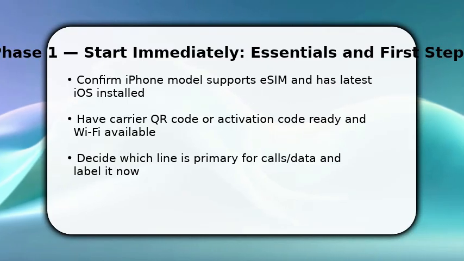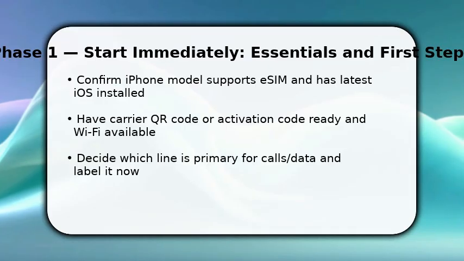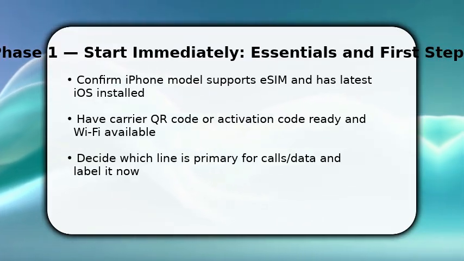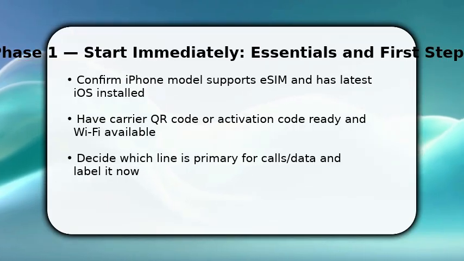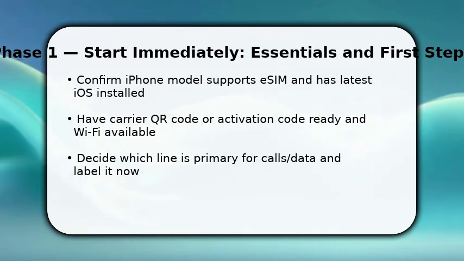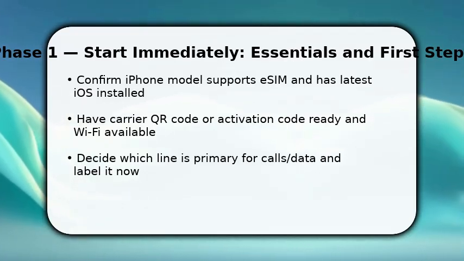Enjoy the video. You begin by verifying your iPhone supports eSIM and that iOS is up to date. This prevents hiccups. Open Settings, tap Cellular, then add Cellular Plan. Scan the carrier QR code or enter the activation code. Once done, name each line so you can tell them apart later, for example, personal and work. Make sure Wi-Fi is on during activation, because carriers often require a data connection to finish provisioning.